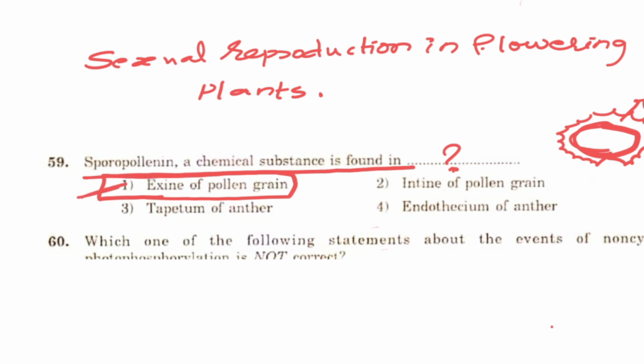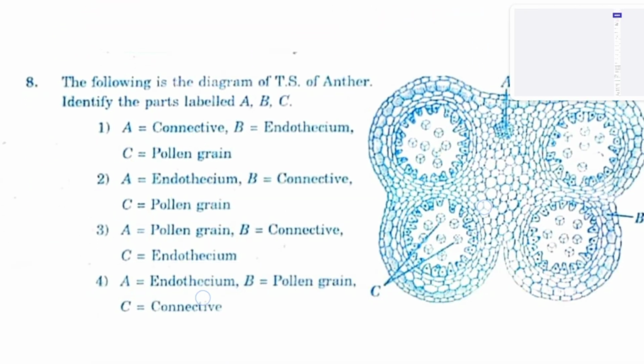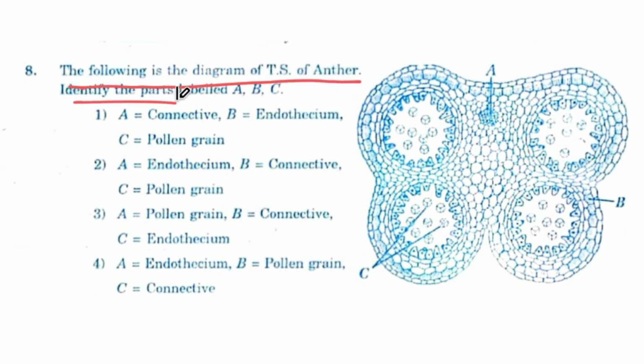So read out the next question. The following is the diagram of TS of anther. Identify the parts labeled A, B, C. Here they have given the structure of anther, that is TS of anther, the structure of microsporangium. Here, all you need to do is label the things given in the diagram A, B, C. Here A stands for this one. It is nothing but the connective.